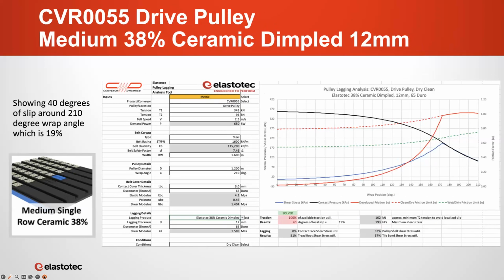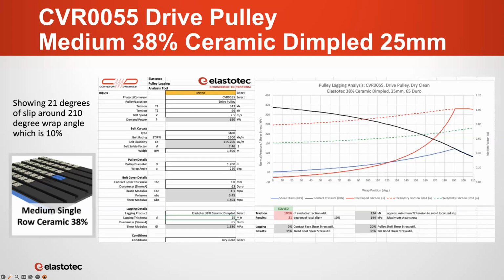So this is a common single row ceramic, 12 mil. We have 40 degrees of localized slip, which is 19% of the arc of contact. We have no fatigue problems. We'll go to the thicker version, which is 25 mil. The localized slippage is reduced to 21 degrees or 10% of the arc of contact. Again, no fatigue problems.